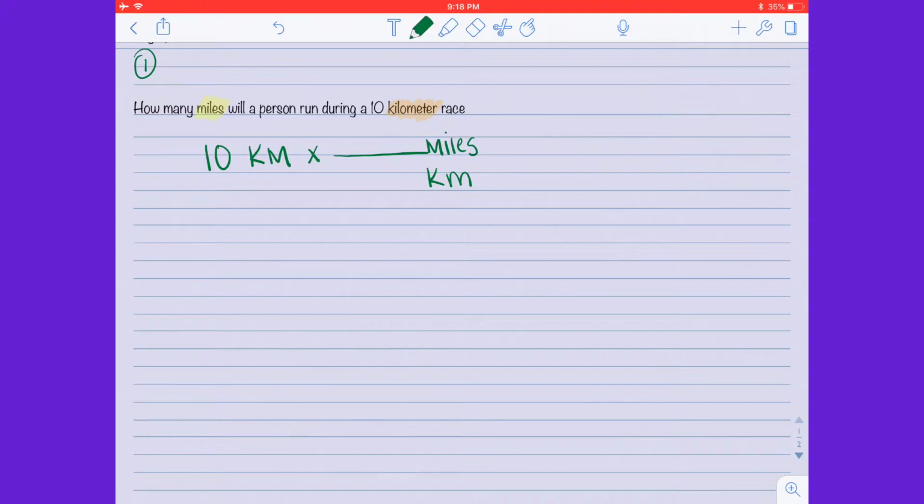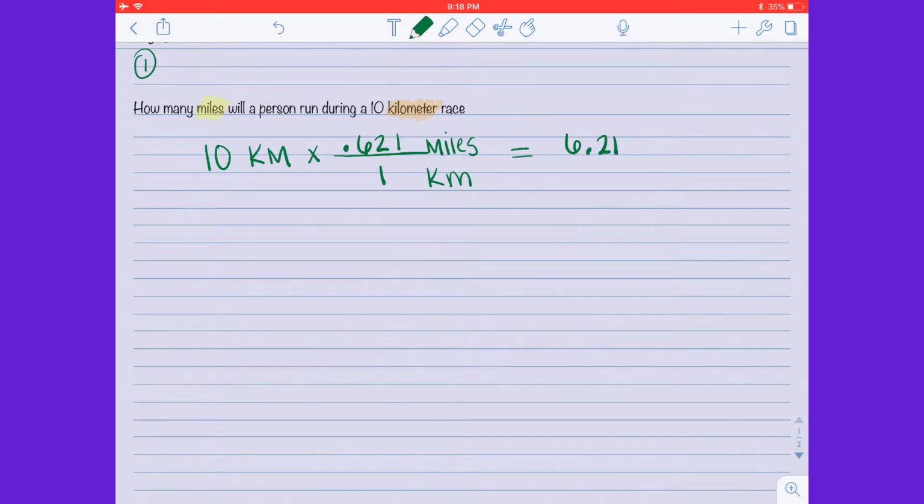I'm going to go to my chart and look on the conversion chart. On the left-hand side on the very last row, I see 0.621 miles equals 1 kilometer. So I'm going to fill that in: 0.621 over 1 kilometer. Now when I multiply that out, I end up with 10 times 0.621, which gives me 6.21.